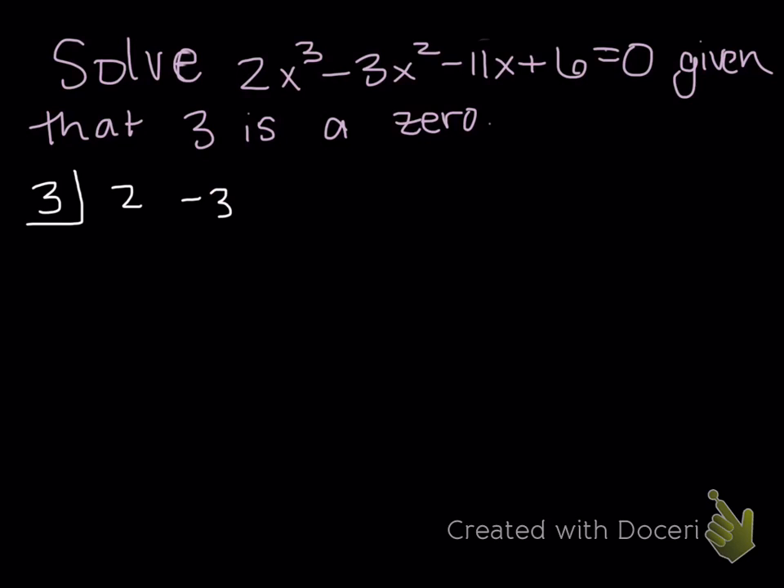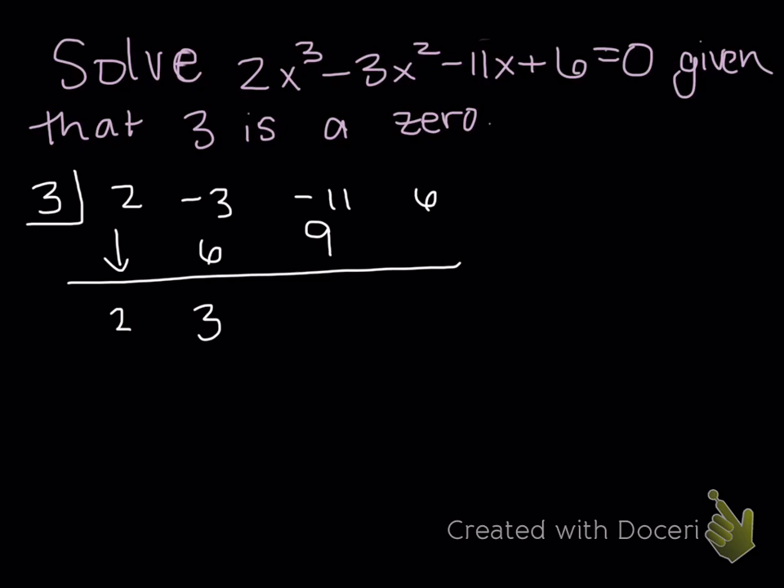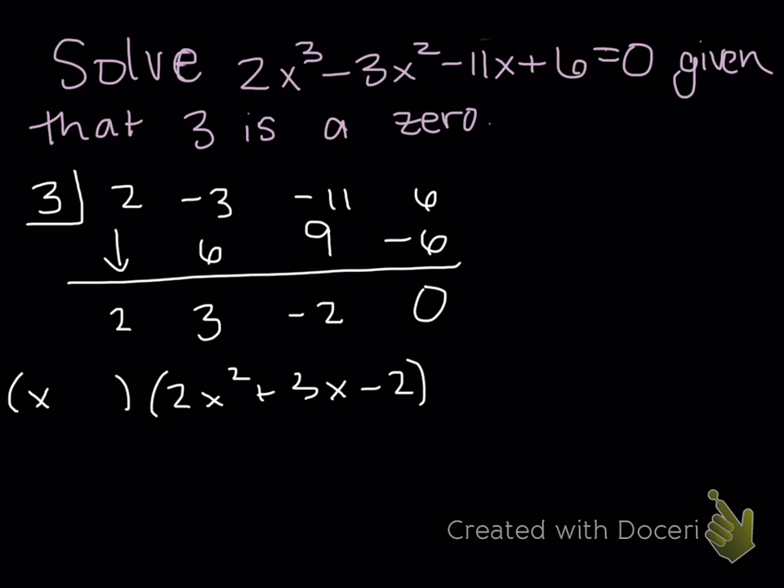So 2, -3, -11, and 6. So I drop the 2. 2 times 3 is 6. -3 plus 6 is 3. 3 times 3 is 9. -11 plus 9 is -2. 3 times -2 is -6. So to interpret this, I know I'm down to the second power. And since the answer is 3, I know that that came from an x minus 3. So that's what I was saying, it becomes a factor. So this binomial is a factor to the problem.